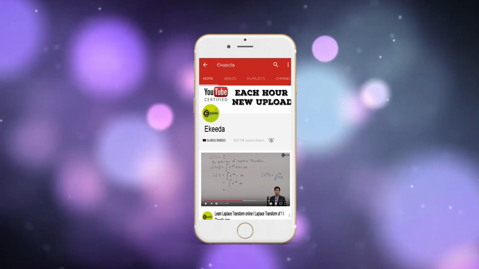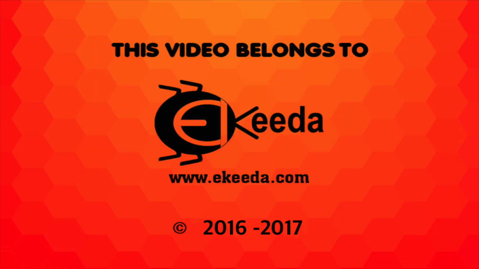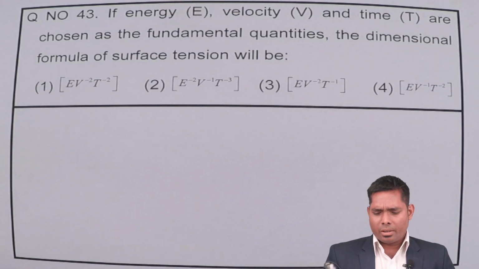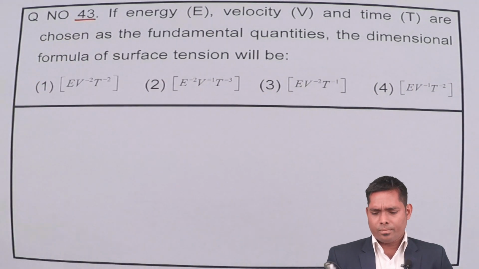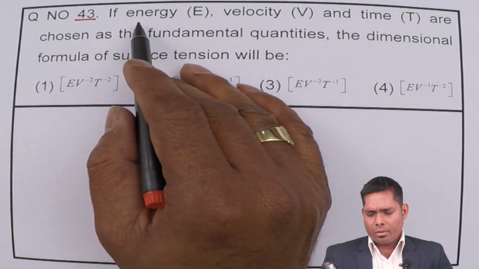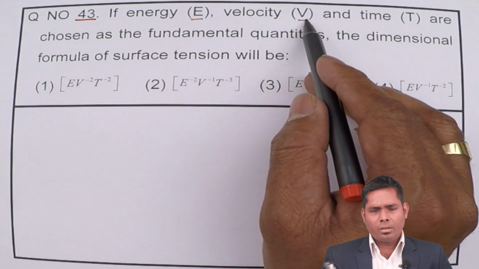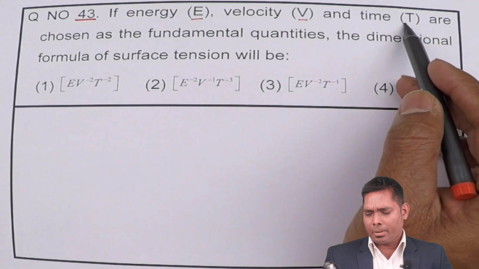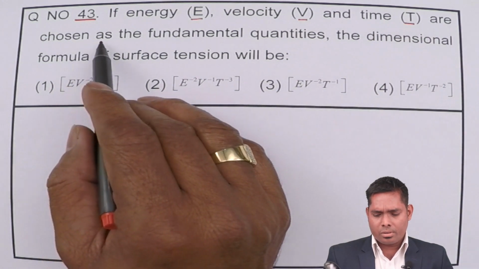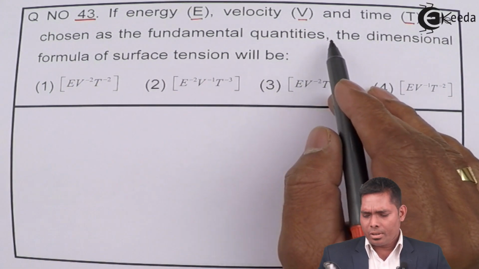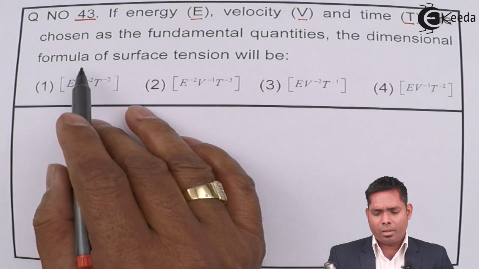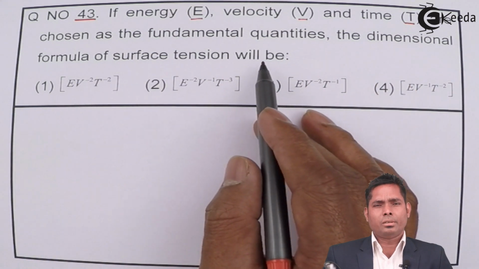Students, in this video, we will discuss question number 43, NEET Physics paper 2015. Students, let us solve question number 43. If energy E, velocity V, and time capital T are chosen as the fundamental quantities, the dimensional formula for surface tension will be.